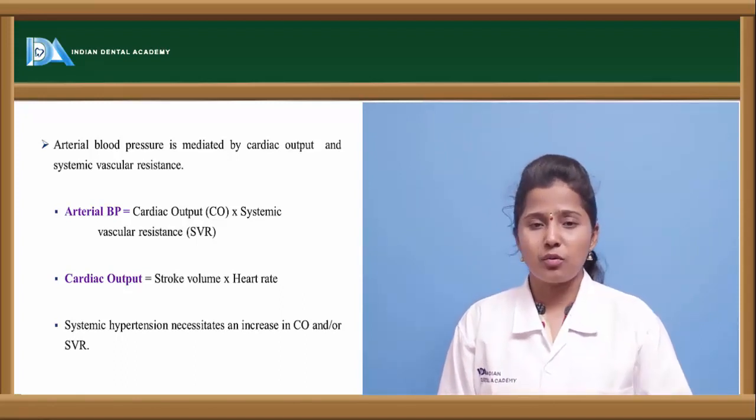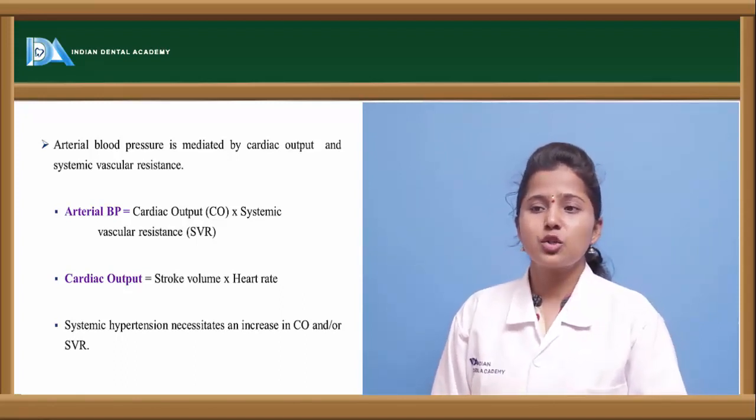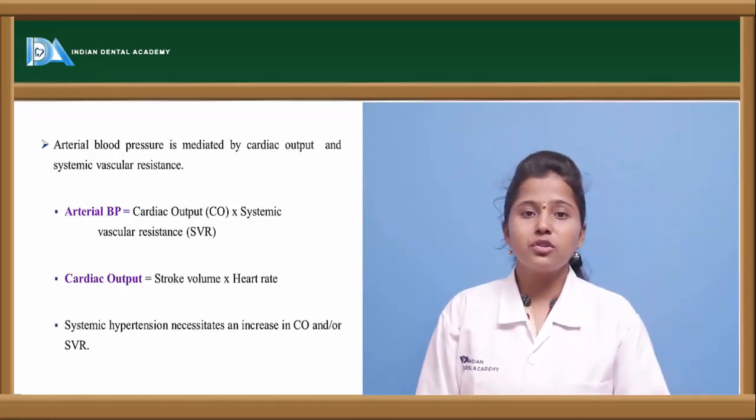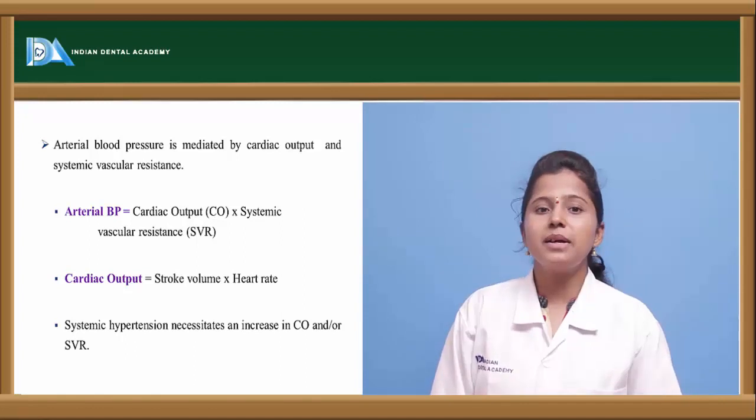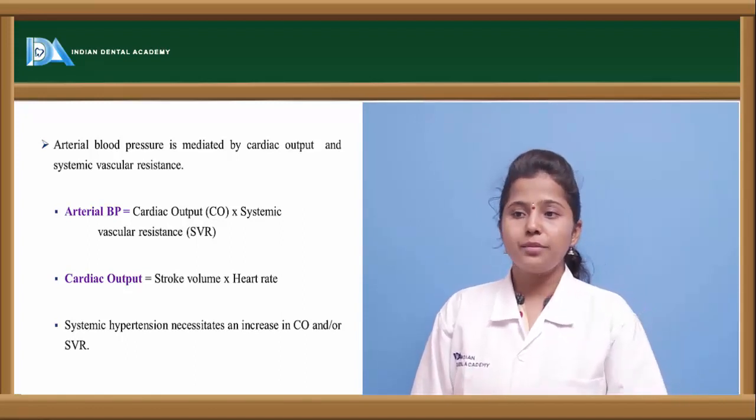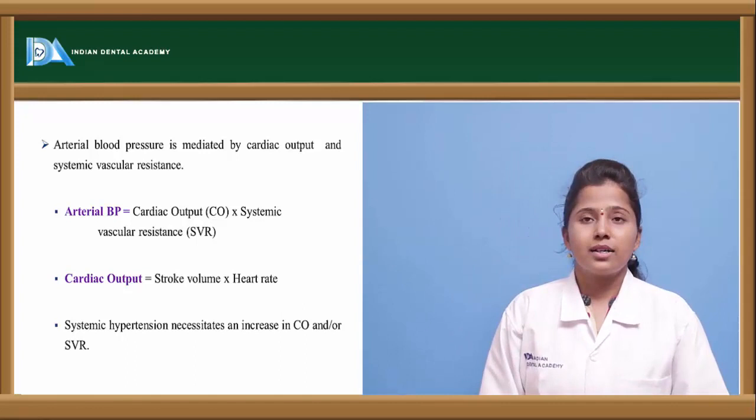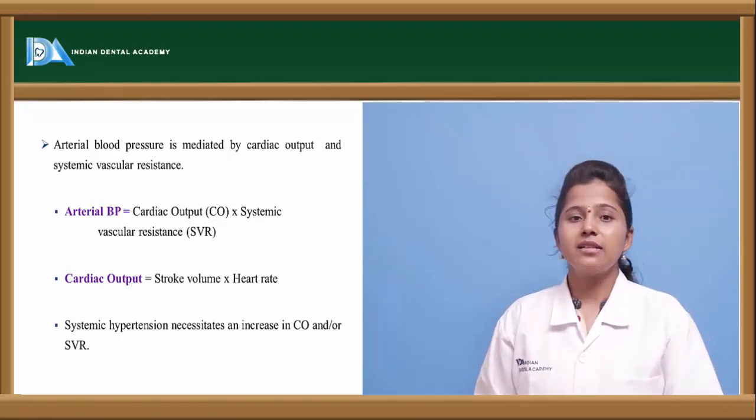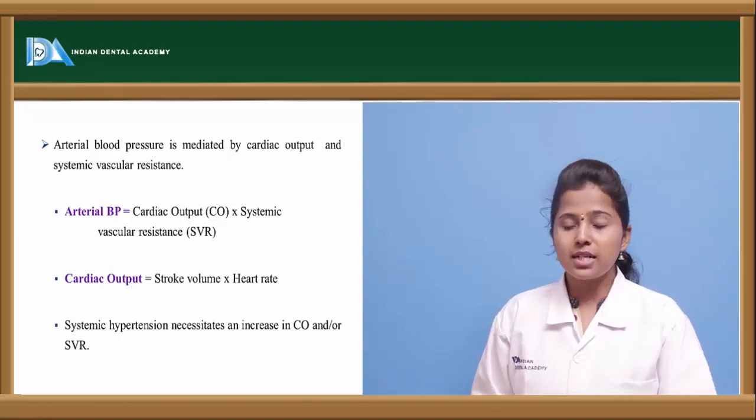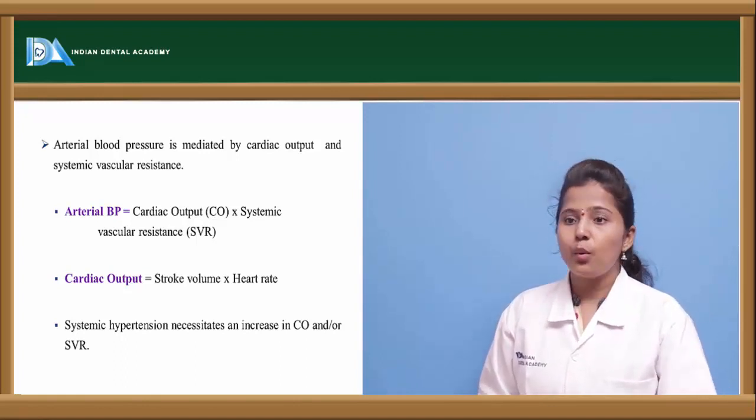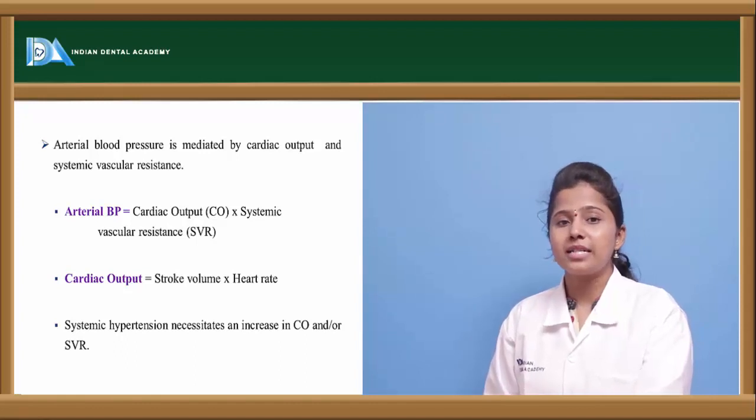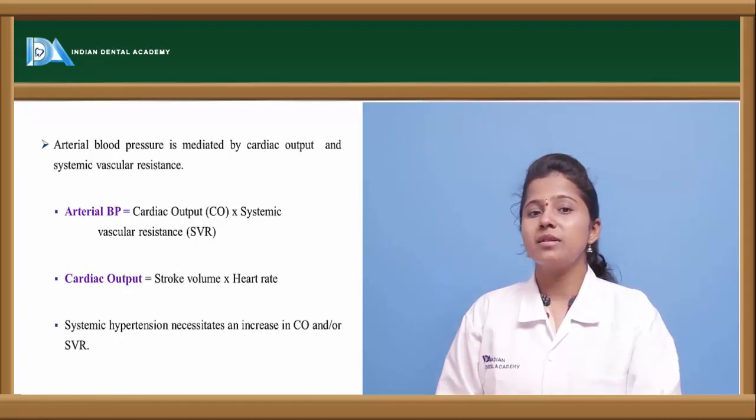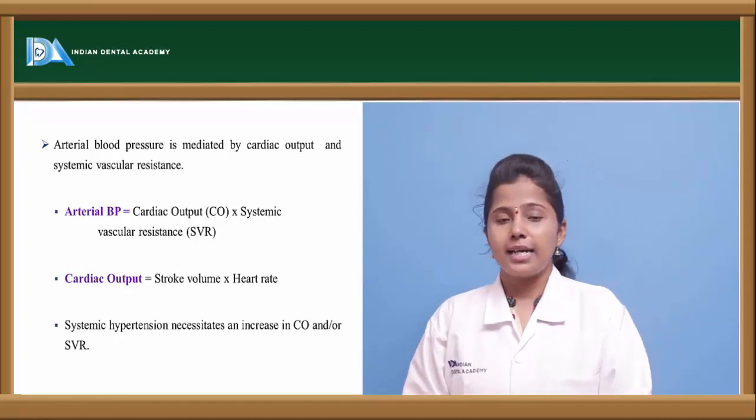What is this cardiac output? Cardiac output is nothing but stroke volume times heart rate. The stroke volume is the volume exerted by the heart, and heart rate is the number of beats of the heart. When these two parameters are multiplied, the result is cardiac output. That is the volume exerted by the heart at a certain heart rate; normal heart rate is 72 beats per minute. So at 72 beats per minute, whatever volume is exerted by the heart is called cardiac output.